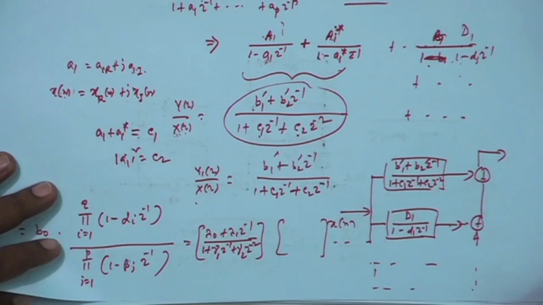These are the typical structures for IIR digital filters. For FIR filters, we will consider in the next section.